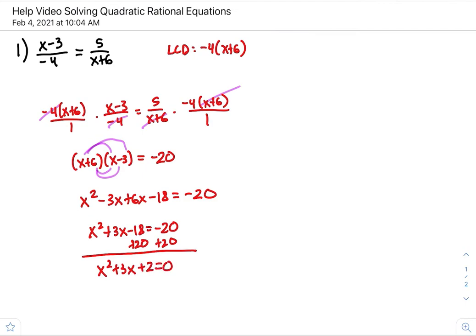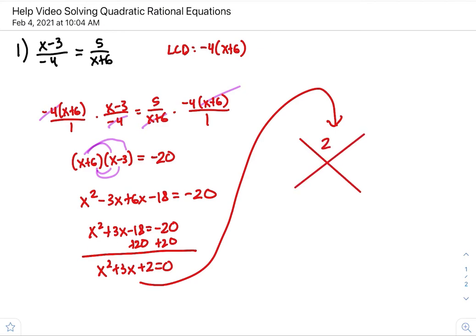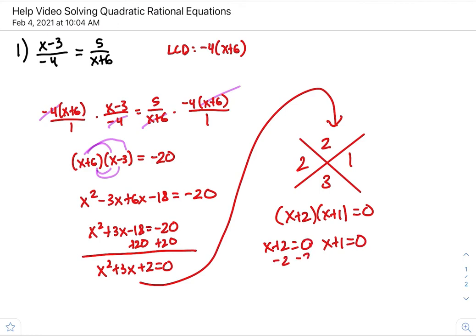Now this should look very familiar to you guys. So from here, you have to factor that. Two things that multiply to 2 but add together to give you 3 are 2 and 1. So x plus 2 times x plus 1 is equal to 0. You set both factors equal to 0 and solve. And we're going to get x is equal to -2, and x is equal to -1.